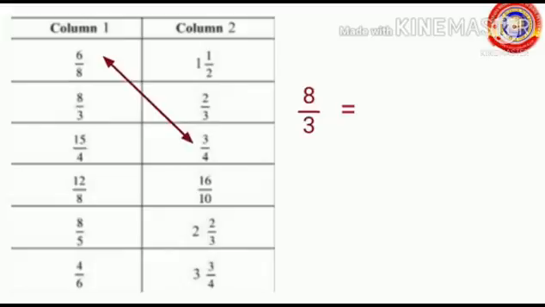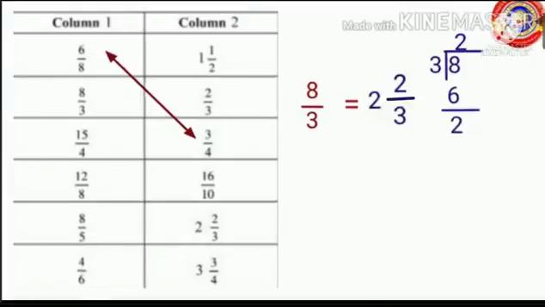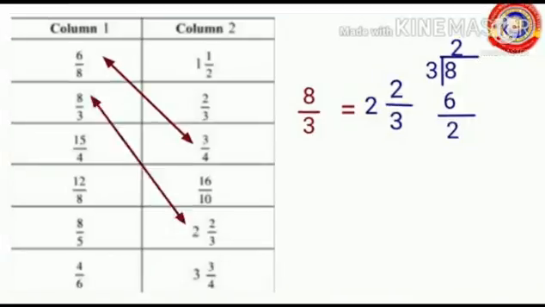Next, 8 by 3. 8 by 3 is an improper fraction. Here we need to convert 8 by 3 into a mixed fraction. For that, divide 8 by 3. 2 times 3 equals 6. 8 minus 6 equals 2. Then convert this into Q and R by D form. We know that 2 is the quotient, 3 is the divisor and 2 is the remainder. So in Q and R by D form, we can write this as 2 and 2 by 3. So join 8 by 3 with 2 and 2 by 3.